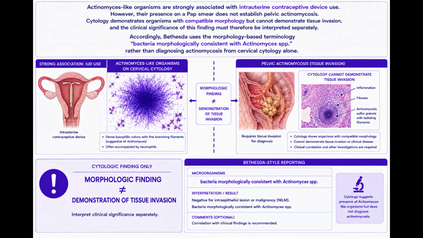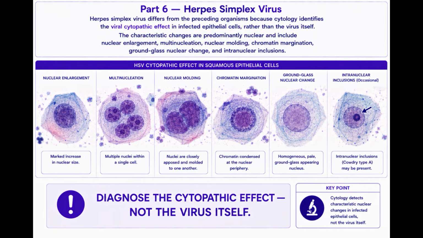Cytology demonstrates organisms with compatible morphology, but cannot demonstrate tissue invasion, and the clinical significance of this finding must therefore be interpreted separately. Accordingly, Bethesda uses the morphology-based terminology, bacteria morphologically consistent with Actinomyces spp, rather than diagnosing actinomycosis from cervical cytology alone. Herpes Simplex Virus.